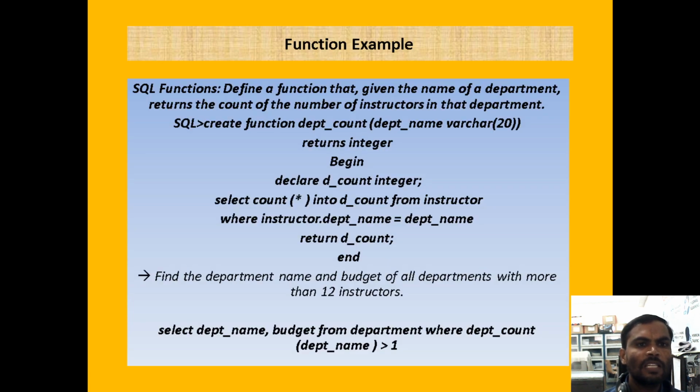Now if you want to see the example for the function, to declare the function, create or replace function, then the function name. For the function we are passing the parameters. After passing the parameters, next we give the return clause. For the return clause we give the return type as a data type. It is an integer or maybe any type of data type.